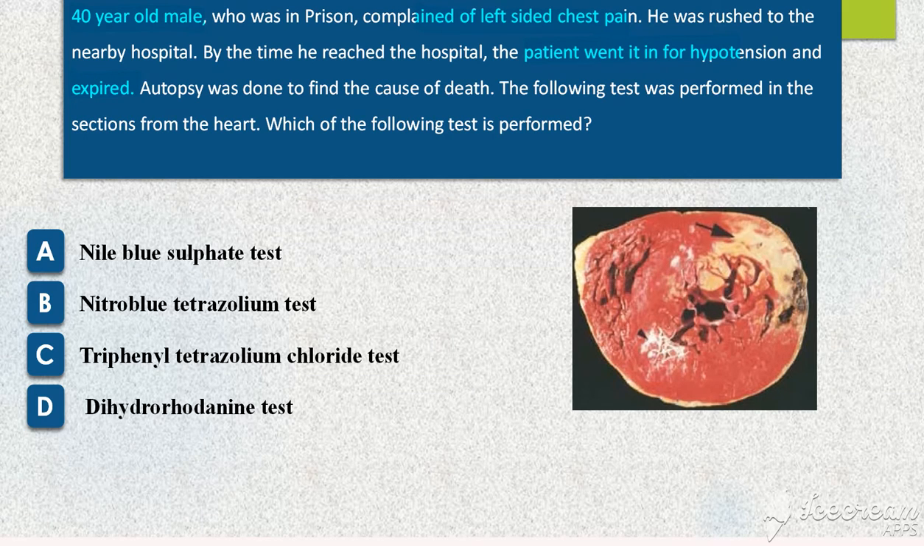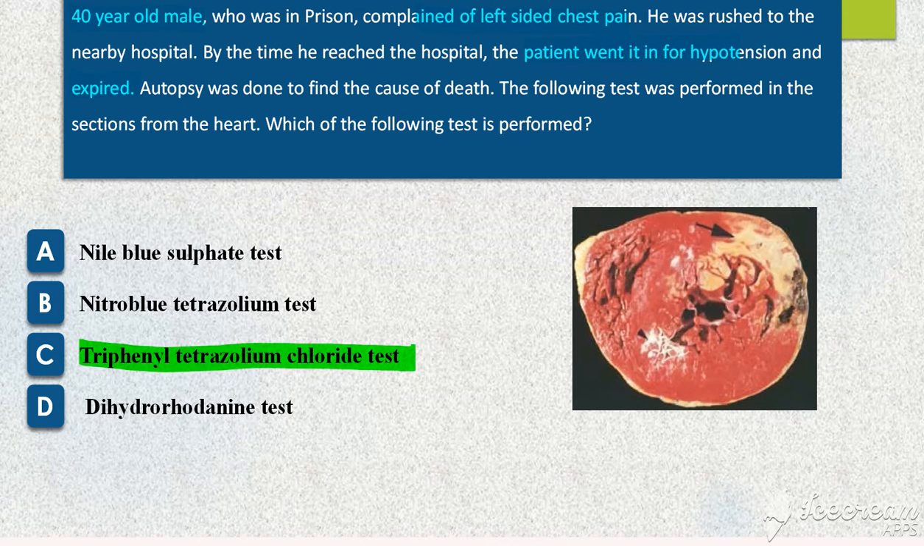The following test was performed in the sections from the heart. Which of the following tests is performed? Nile blue sulfate test, nitroblue tetrazolium test, triphenyl tetrazolium chloride test, dihydrorhodamine test. Okay. So I know most of you would have excluded options A and D. So your confusion will be between options B and C. Don't get confused, I'll make it clear. So the answer here is the triphenyl tetrazolium chloride test.